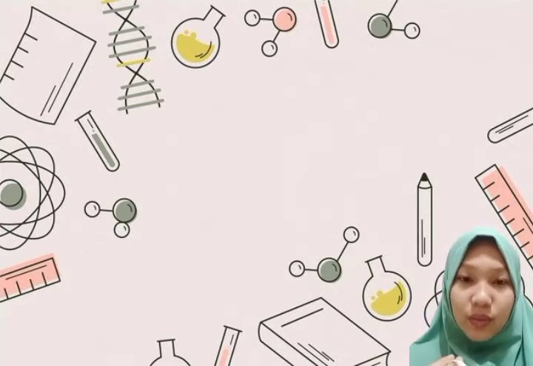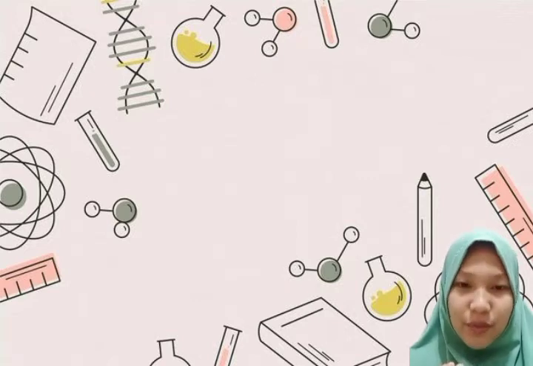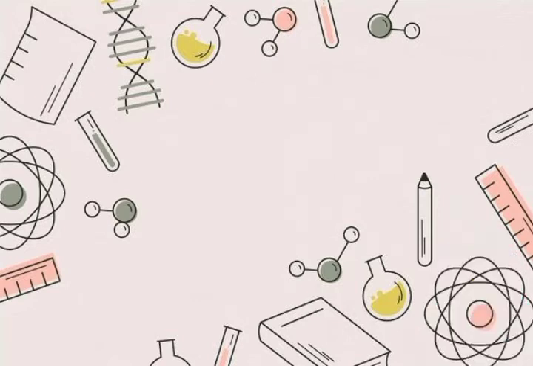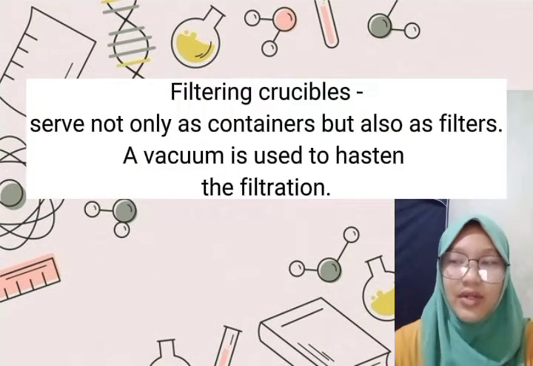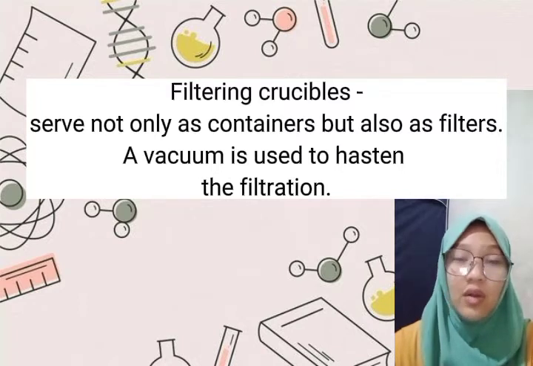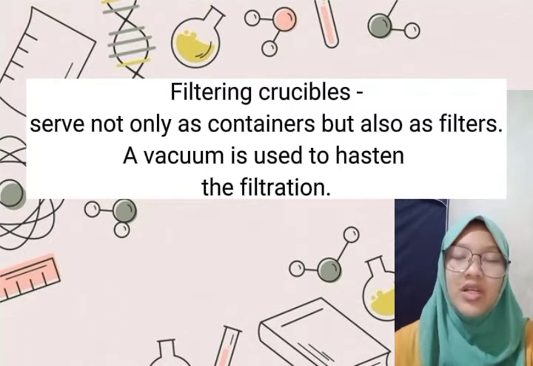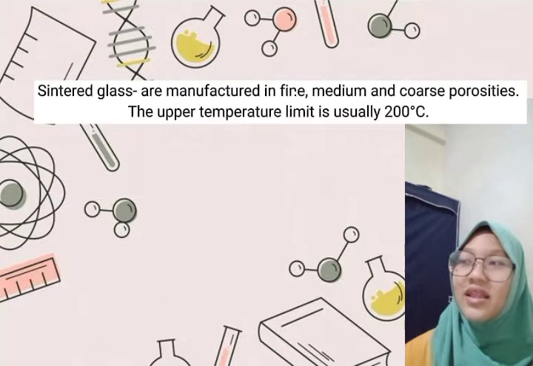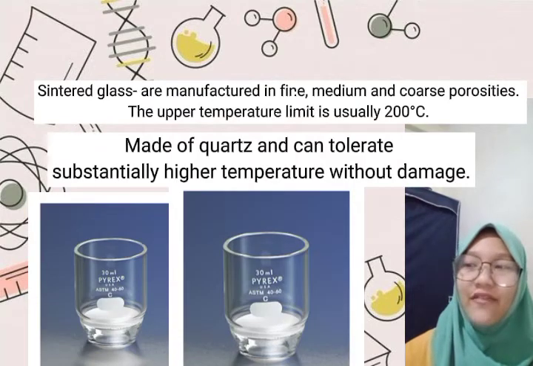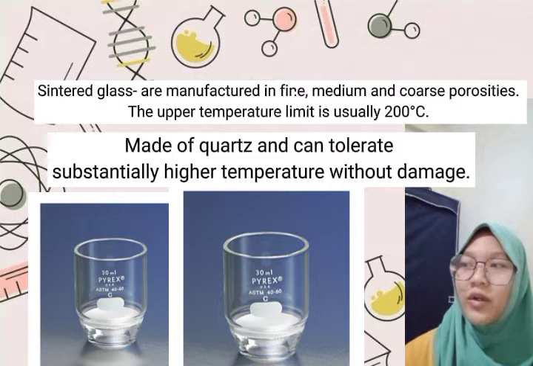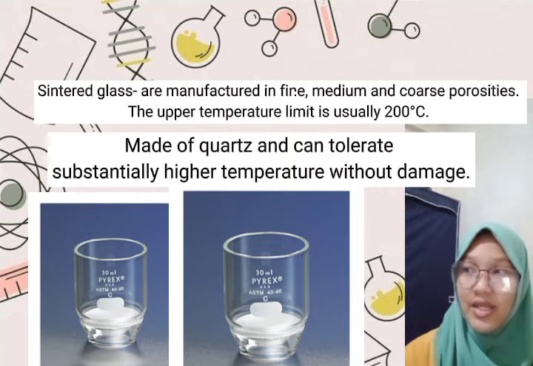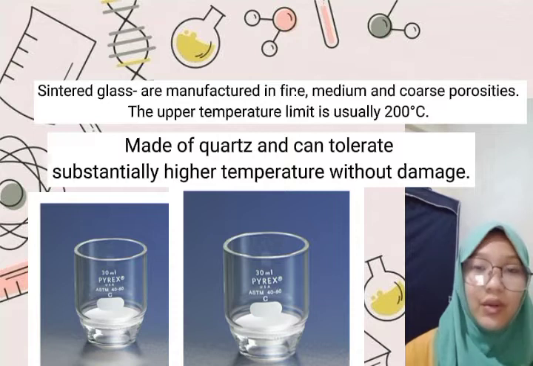So without further ado, let's proceed to the adapters for filtering crucibles. But let us define first what is filtering crucibles. Filtering crucibles serve not only as containers but also as filters. A vacuum is used to hasten the filtration. The first one is the sintered glass crucibles, which are manufactured in fine, medium, and coarse porosities. The upper temperature limit is usually 200 degrees Celsius; those made of quartz can tolerate substantially higher temperatures without damage.